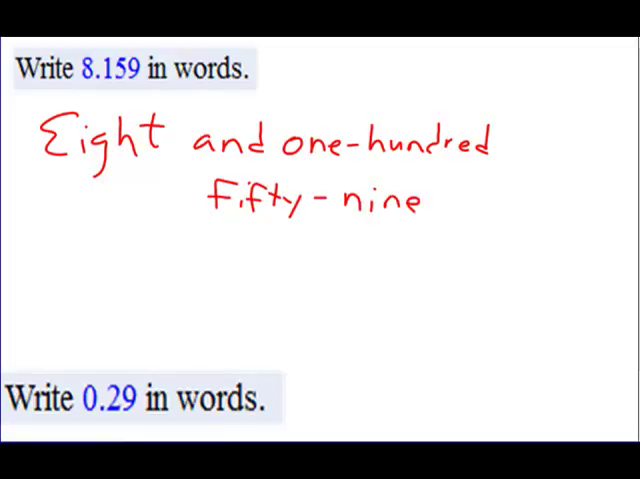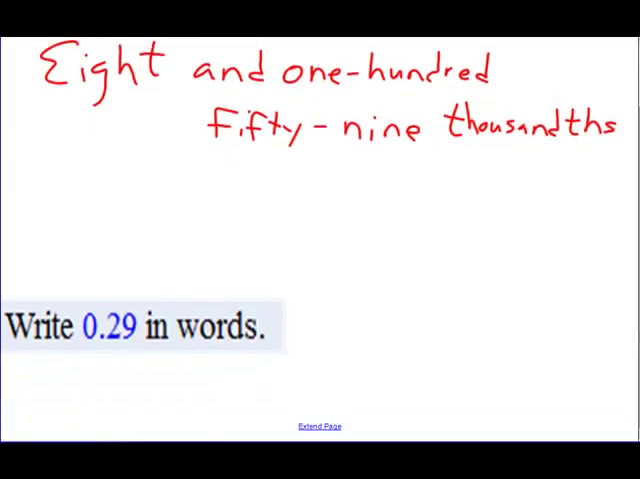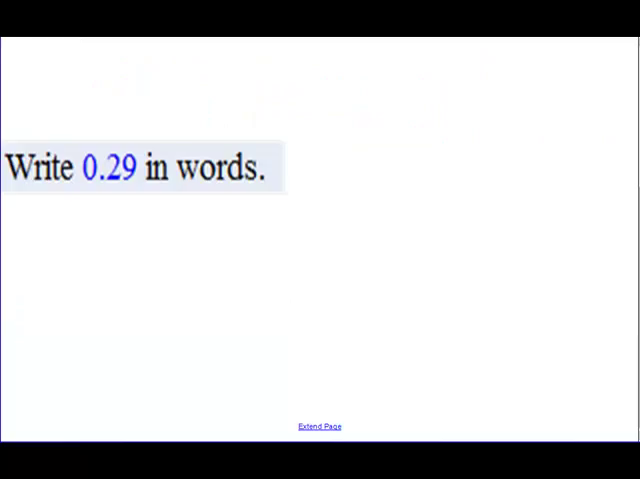159. And then you look at the last decimal's place value. The 9 is in the tenths, hundredths, thousandths place. So this would be thousandths. 8 and 159 thousandths. So you try this one. Press pause and give it a try.